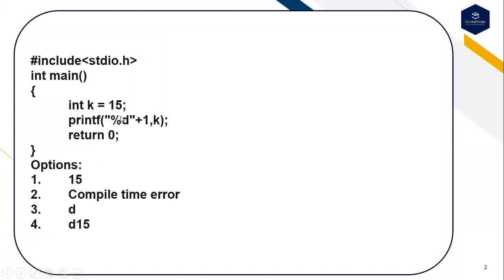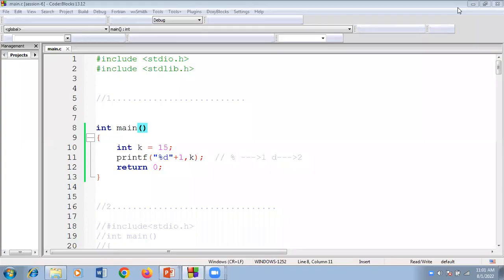So int k = 15, printf percentage d, and you have to take care of this plus 1 followed by the k. I'm trying to print the value of k. Predict the output of this code. You can pause this video and predict the output. Now I will execute this code.